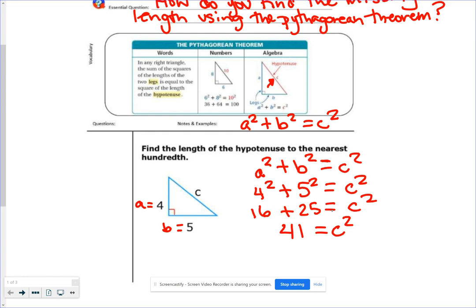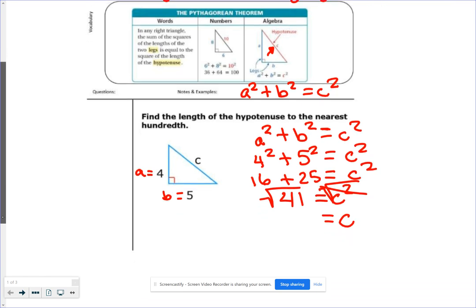Now that's not our answer. C is not 41. We still have the square. And we've talked about in the last week or so about how to get rid of that square. So what undoes the square? We take the square root of both sides. So remember, the opposite of adding is subtracting. The opposite of multiplying is dividing. So the opposite of a square is a square root. That cancels it out. So now we're left with just C.